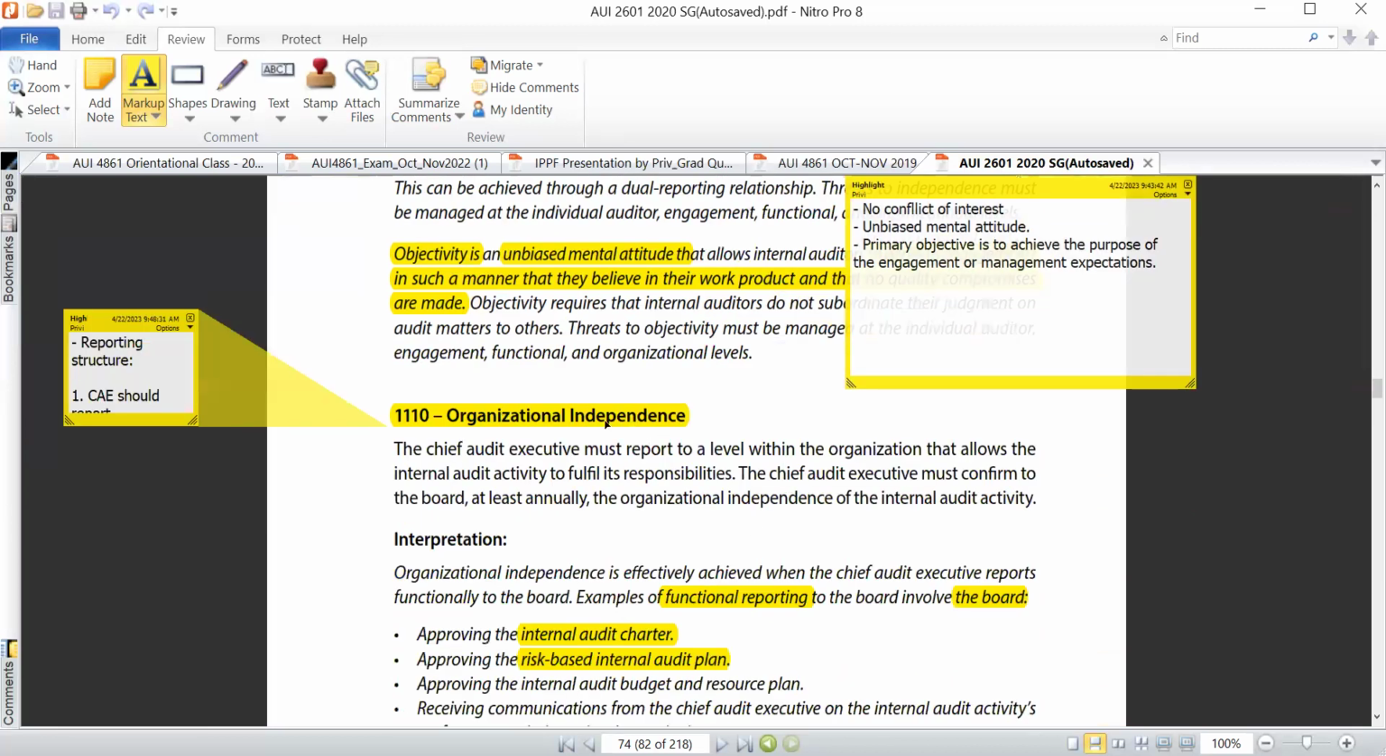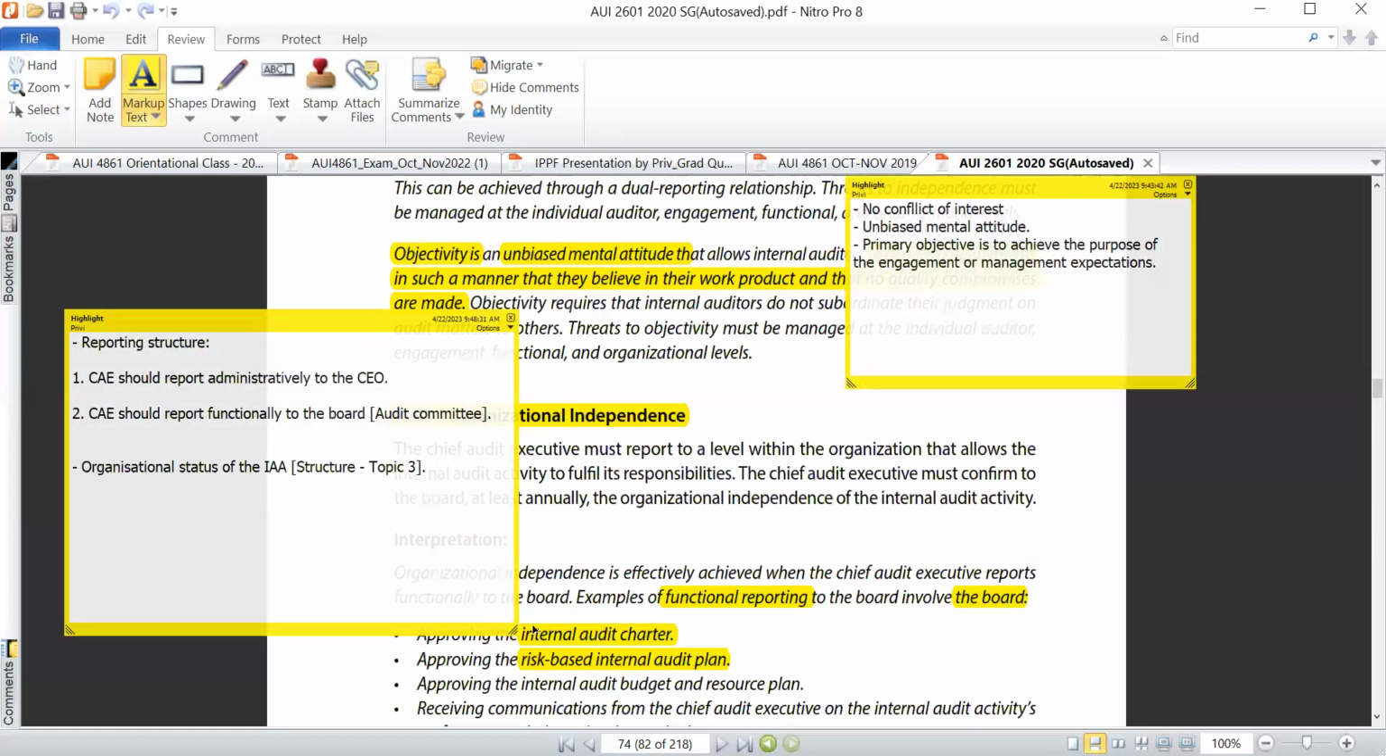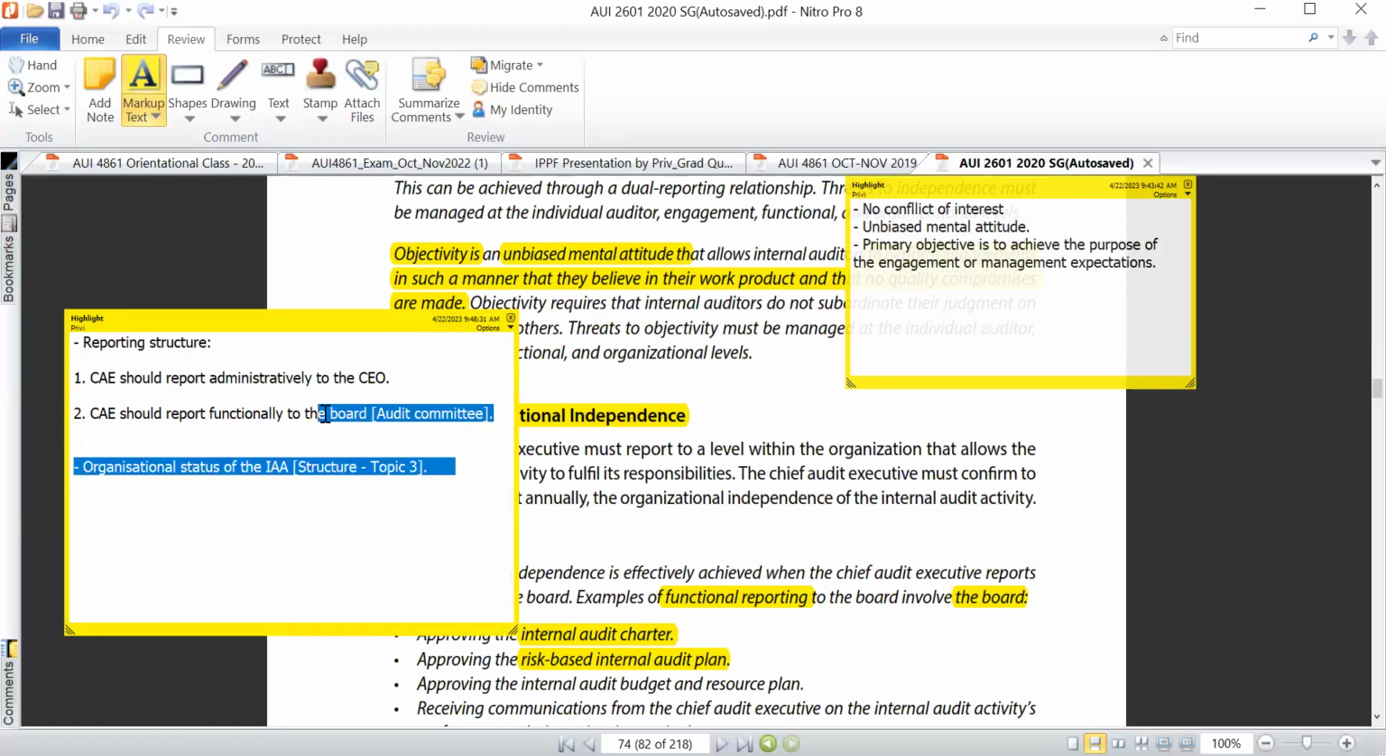And like I've mentioned, there's something called organizational independence, and there's also something called organizational objectivity as well. But in any case, when it comes to organizational independence, it can only be achieved if there are 2 reporting channels, which I've explained already: the chief audit executive should report administratively to the CEO and should report functionally to the board.